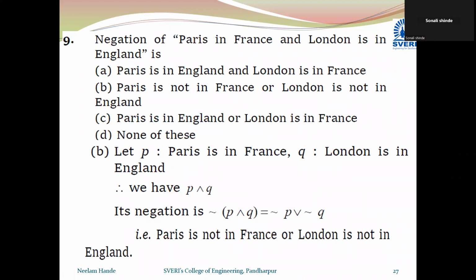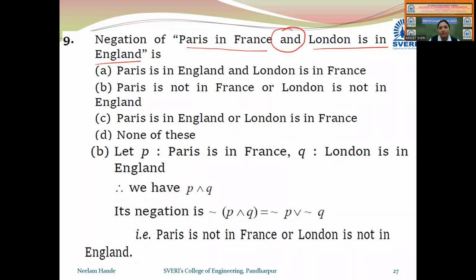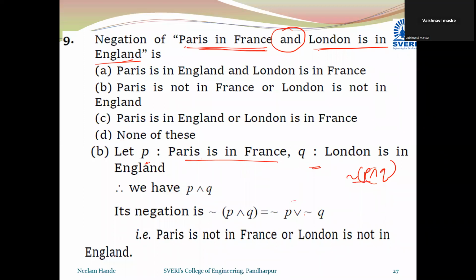Next question. Negation of Paris is in France and London is in England. There are two different statements which are joined by and. The first statement is Paris is in France, call it P. The second is London is in England, call it Q. Given is P and Q, and for the negation of P and Q we know De Morgan's laws: negation of P and Q becomes negation of P or negation of Q.